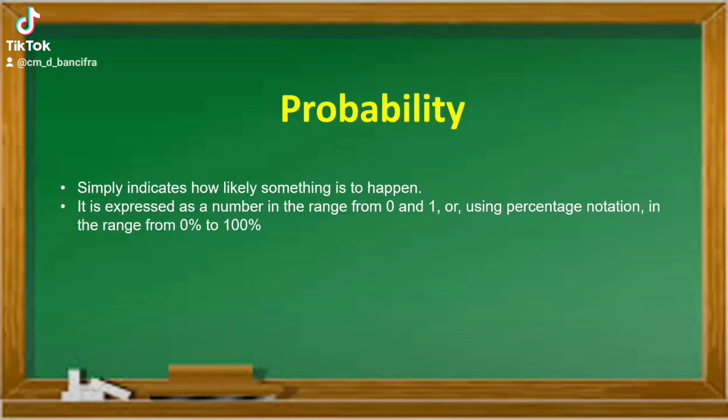So, paano nga ba madidetermine ang probability ng isang event? Ang formula natin doon ay P is equal to, or probability is equal to, total number of favorable outcome over total number of outcome. So, para mas maintindihan natin yung probability, let's have an example.